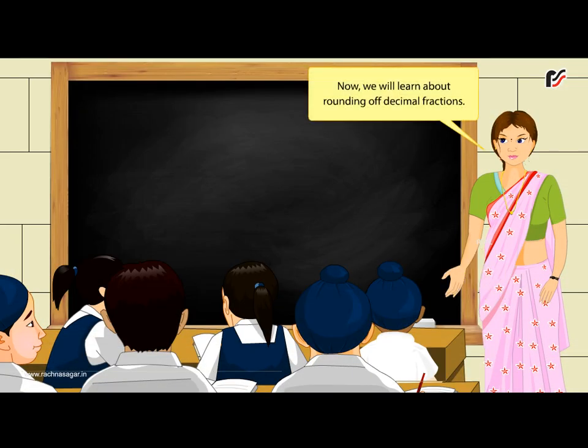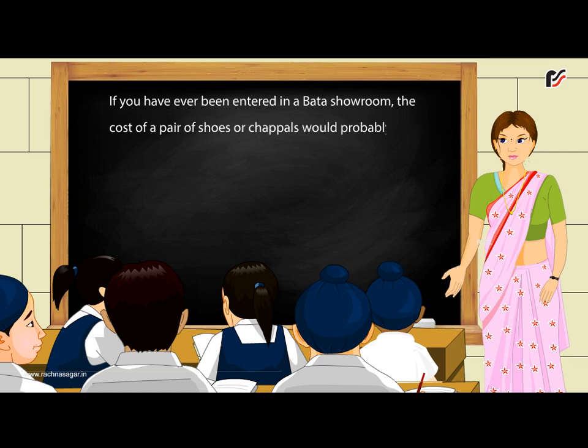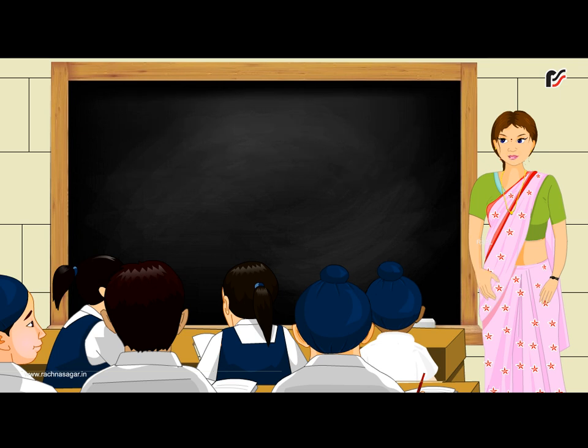Rounding off decimal fractions. Now we will learn about rounding off decimal fractions. If you have ever entered a Bata showroom, the cost of a pair of shoes or chappals would probably read 249 rupees and 95 paise. But we pay 250 rupees, that is, 249 rupees and 95 paise has been rounded off to 250 rupees.